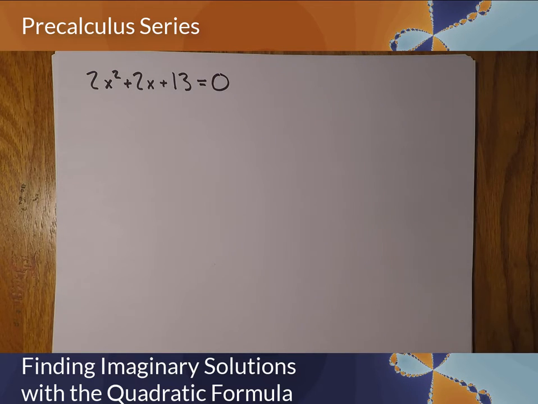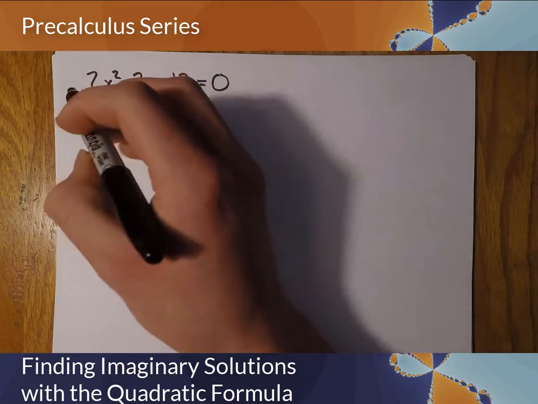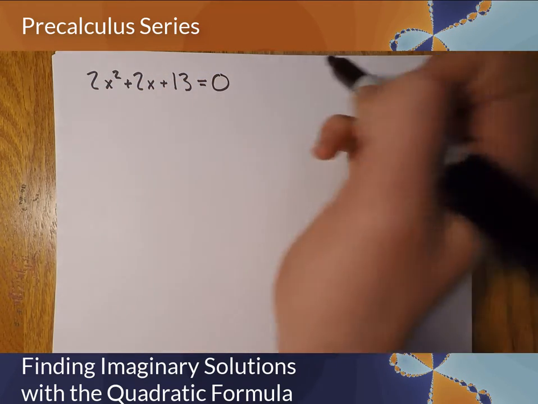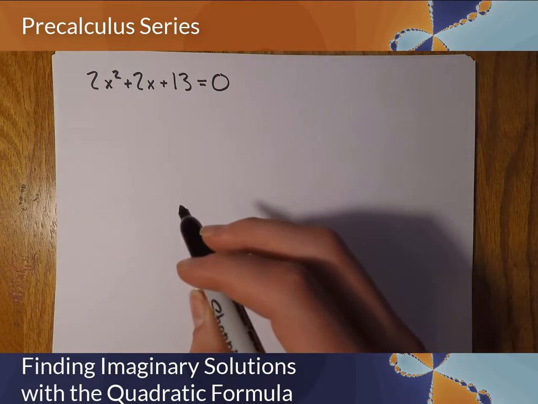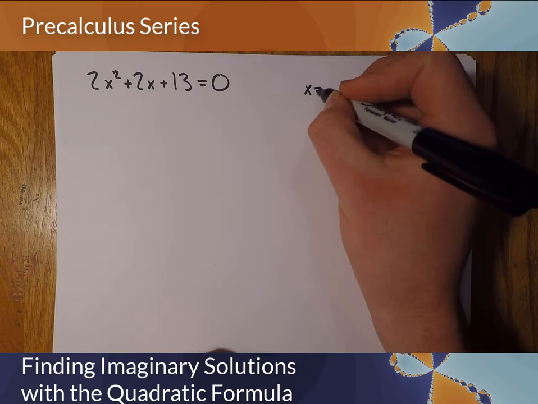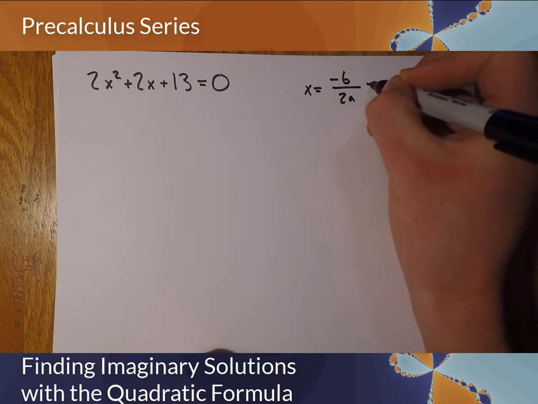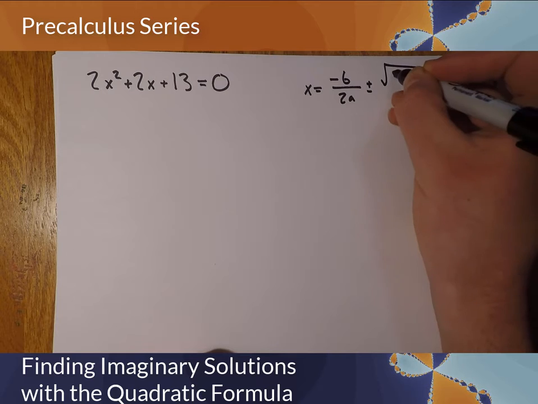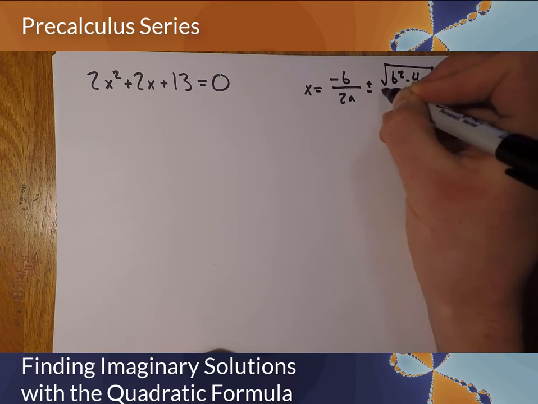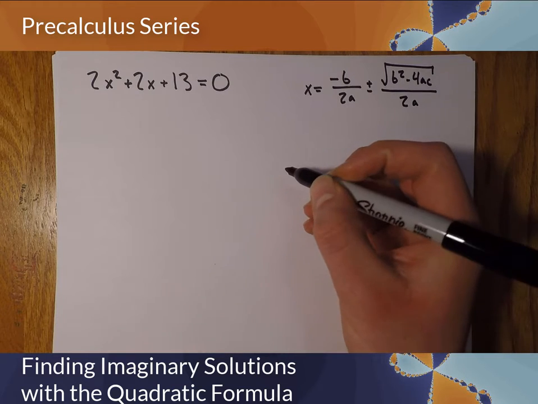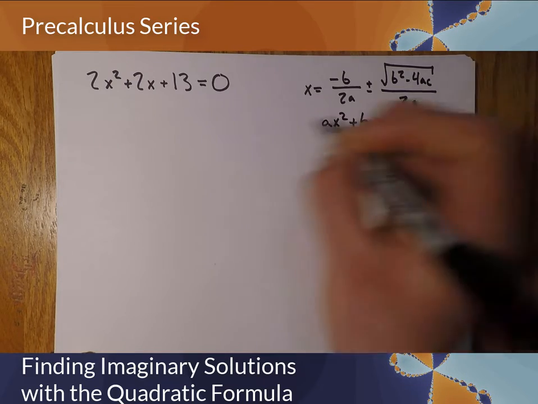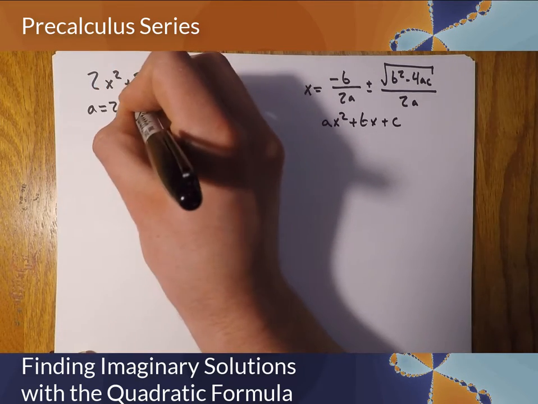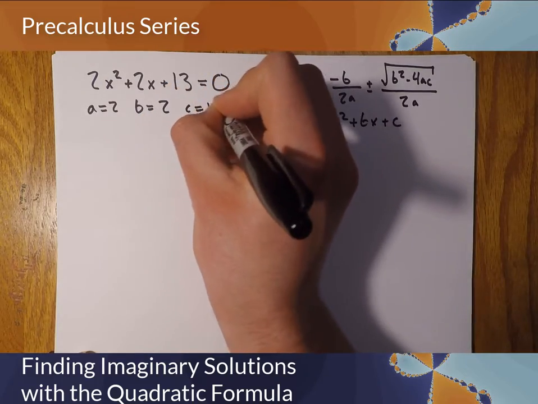So basically, what we have here is our final problem: 2x squared plus 2x plus 13 equals 0. And what we want to do is find the two solutions, or the two roots, of this equation. So to do that, we just use our quadratic formula, and I'm just going to write that again up here: x equals negative b plus or minus the square root of b squared minus 4ac over 2a. This is for a generic quadratic equation, ax squared plus bx plus c. Right now we have a equals 2, b equals 2, and c equals 13.